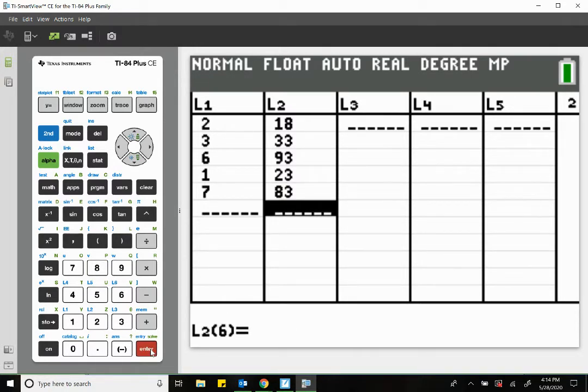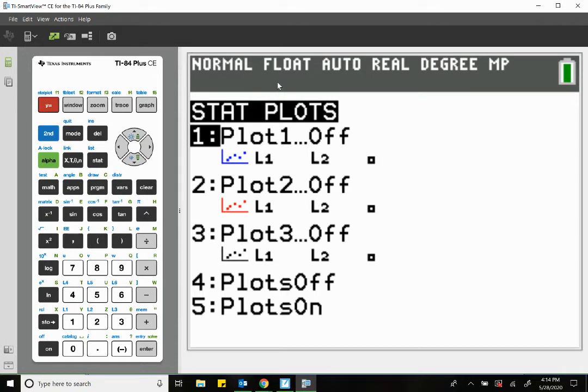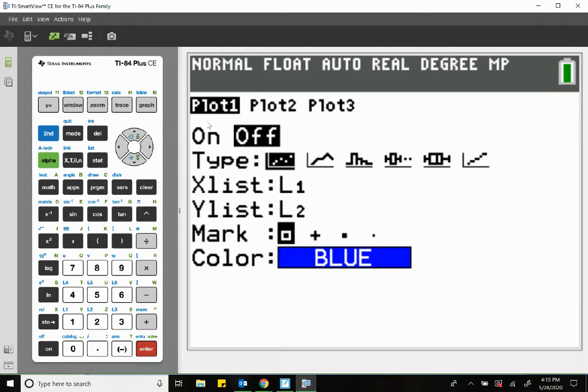Now, our calculator can produce scatter plots for us. If you want to see the scatter plot, now that you have this in here, go up to second y equals, because you're opening up what is called stat plots. And all you want to do is turn on plot 1. Notice it says list 1, list 2. That's a scatter plot formation. So hit second y equals, hit enter, and then hit enter again to turn it on, because right now this big black box says it's off.